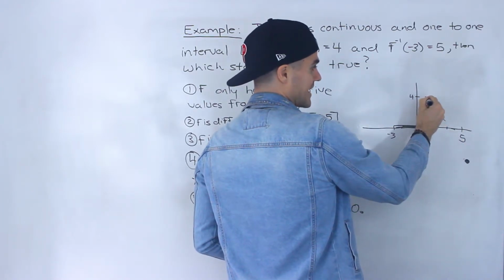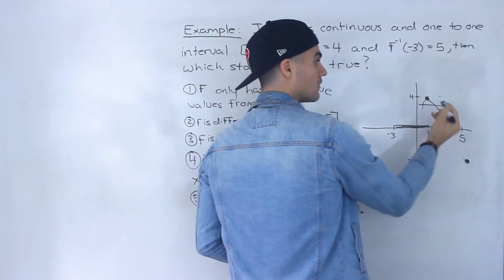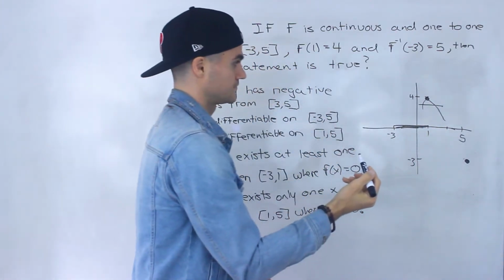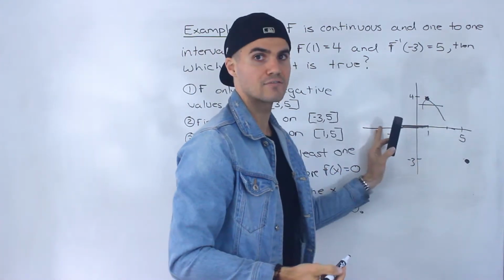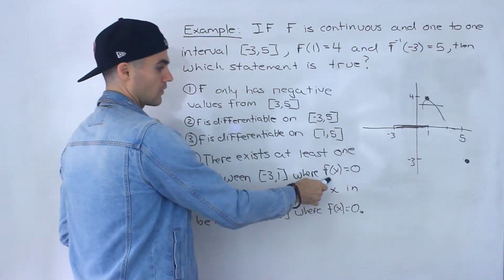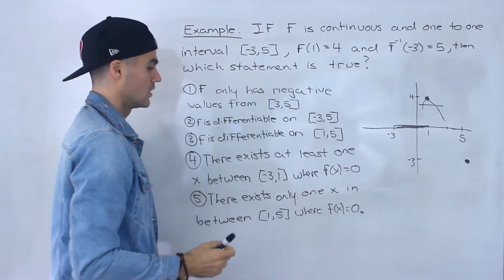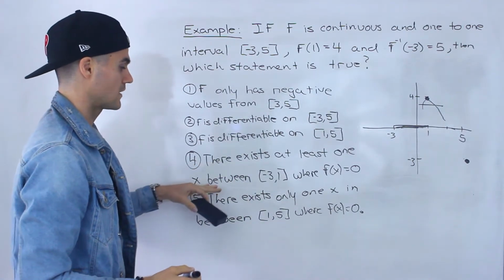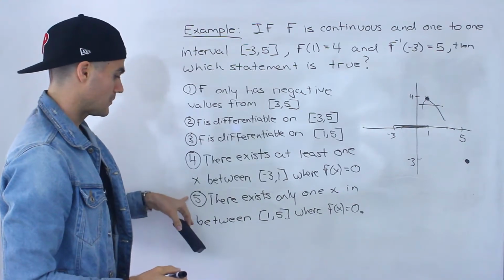So if it came back down for x values less than 1, then notice it would fail that horizontal line test. Right? So we don't know what's happening to the left of 1. The function's going to keep going up here, but it's definitely not going to be passing that axis. So statement 4 wouldn't be true. There exists at least one x value between -3 and 1 where f(x) is 0. And then what about statement 5?